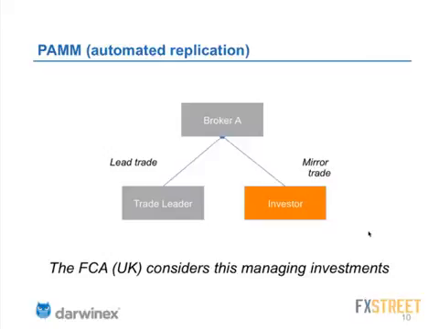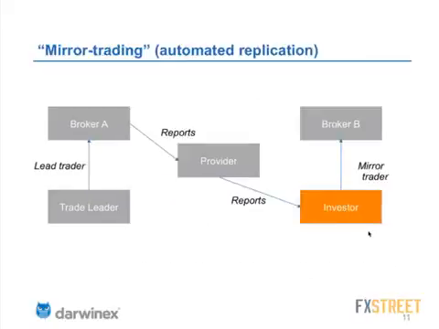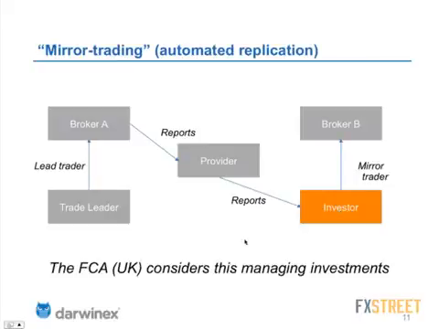The next setup is similar to the PAM setup, but there's a slight difference in that the trade leader is operating from his own broker, broker A in this case. He's then operating with a provider of signals, as you know, there are sites out there who do this, and you know very well who they are, who then report that to the investor, and this investor then mirror trades or automatically replicates what the trade leader just did. And again, the FCA has recently issued guidance, to which I'll be happy to send you links at the end of the webinar, that this is actually an activity of managing investments.